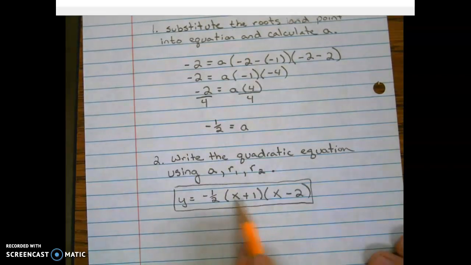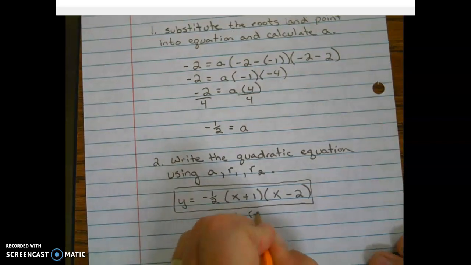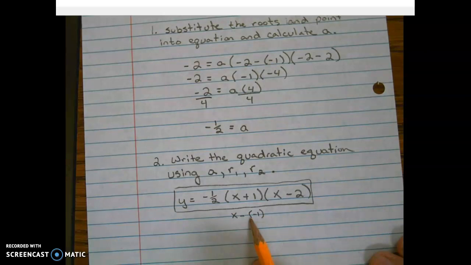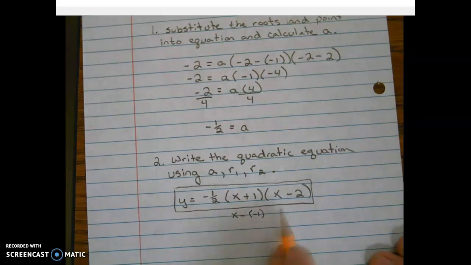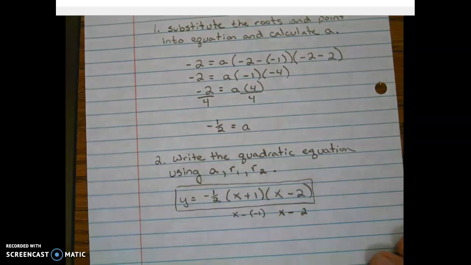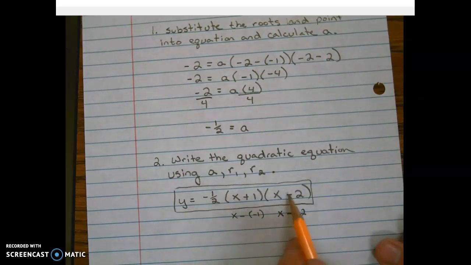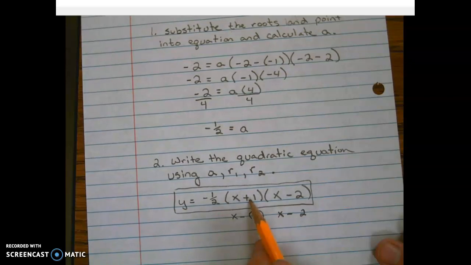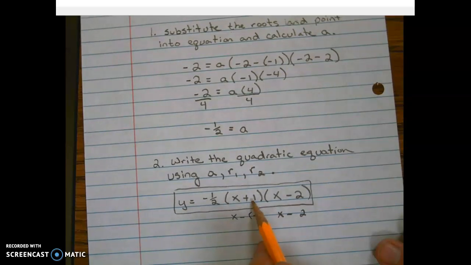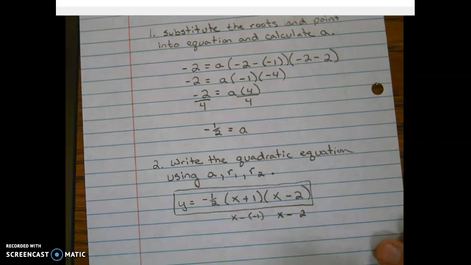So x minus -1, when you plug it in, becomes +1. And then plugging in the other root, which is 2, x minus 2. So if you remember from the absolute value, anytime you're affecting x and you're inside that grouping symbol, it's going to be the opposite. Same is true here. So this is -1, 0 for the root. This is +2, 0 for the root.